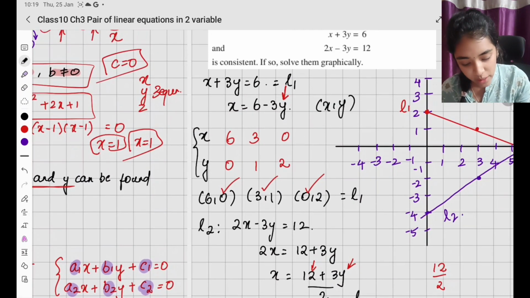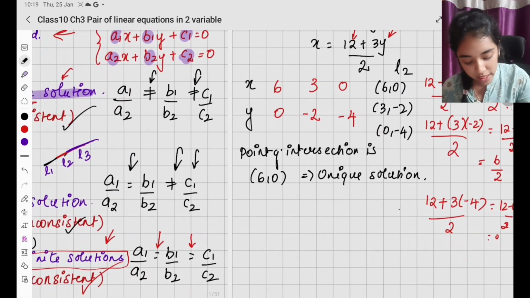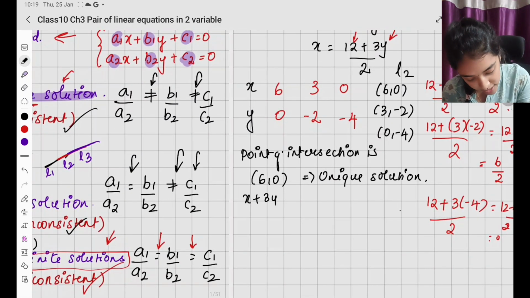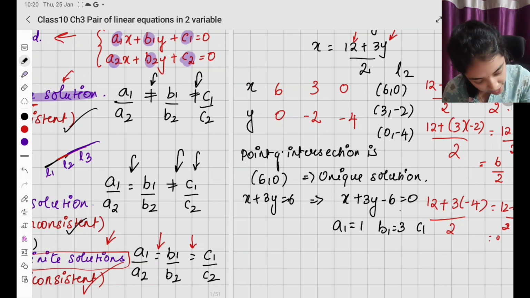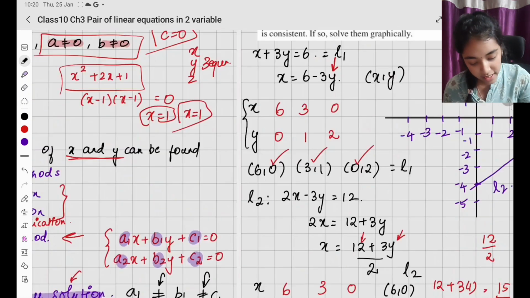First, your equation is x + 3y = 6. So you have x + 3y = 6. If we write this in the default formula, you can write it as x + 3y - 6 = 0. So now, what is A1? A1 is going to be 1. Then B1 = 3, and C1 = -6. Correct?